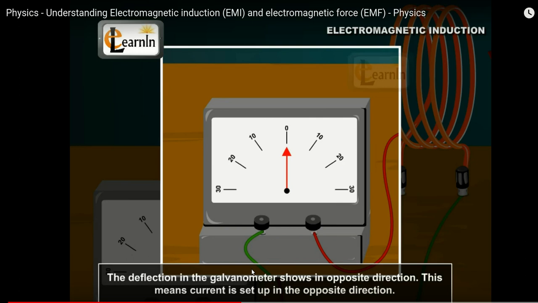So the deflection in the galvanometer shows up in the opposite direction. This means the current is set up in the opposite direction. So that is another thing: like in the other case, when the current direction changed, the direction of the force changed. In this case, when the direction of the force changes, the current direction will change. Okay.